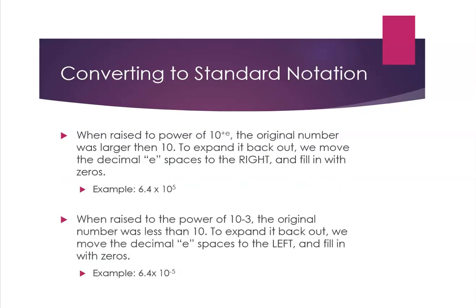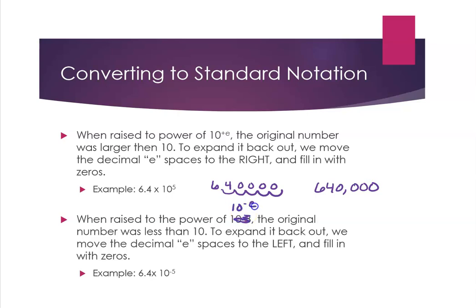So if we are converting into standard notation, when we raise to the positive power, we move the decimal space to the right. The zeros go behind the original number, and that is how we write it. So here, if I have 6.4 times 10 to the 5th, it means that I am moving my decimal place 1, 2, 3, 4, 5 spaces to the right, and then I fill in with zeros. So 6.4 times 10 to the 5th is just 640,000.